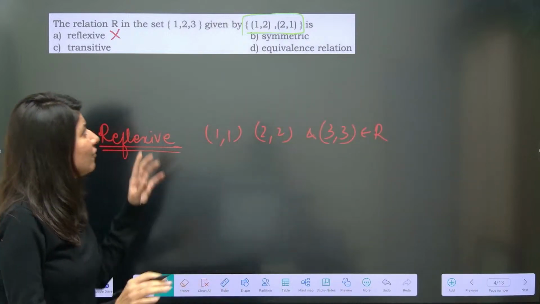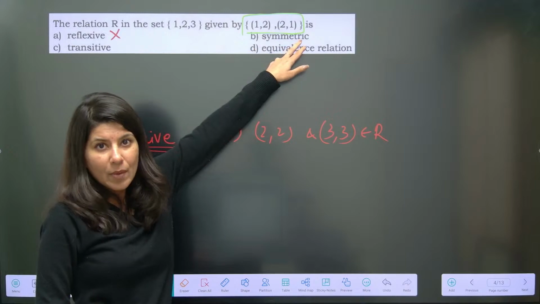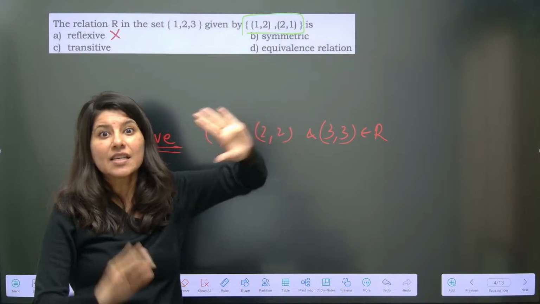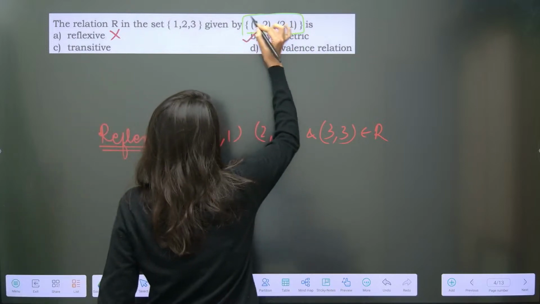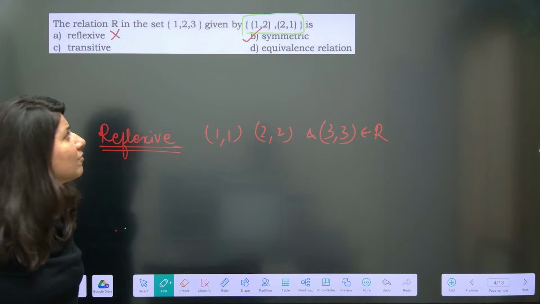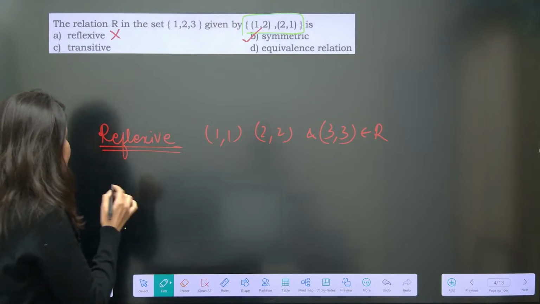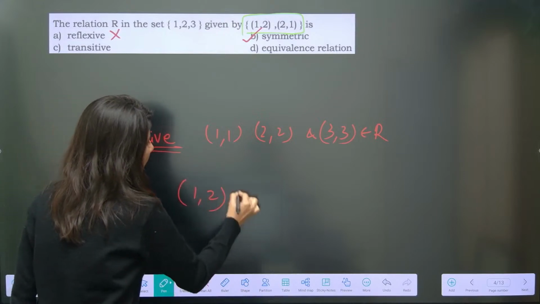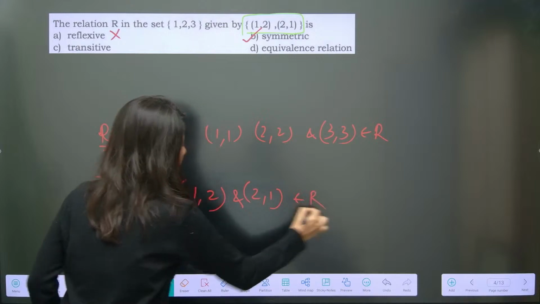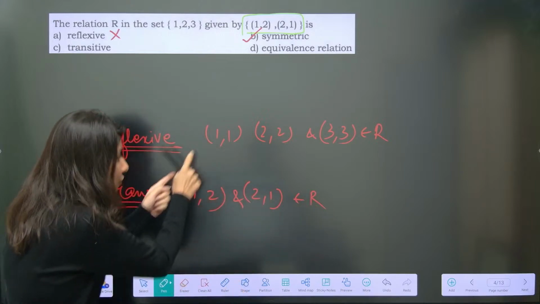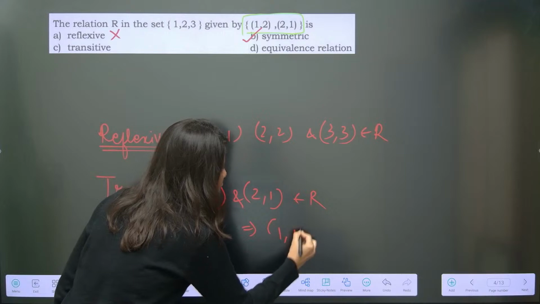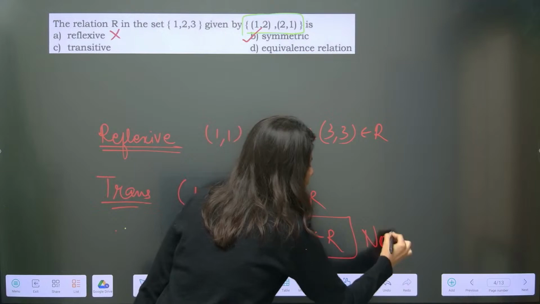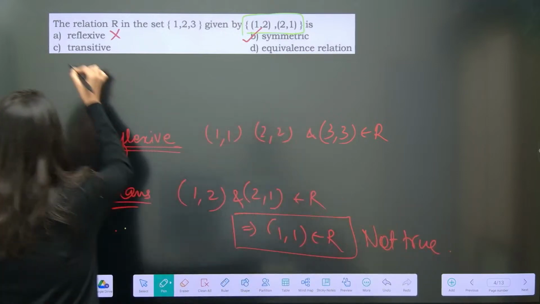Symmetric means that if 1, 2 is there, 2, 1 should be there. If 2, 1 is there, 1, 2 is there. That means symmetric, definitely it is satisfying. So symmetric is there. But what about transitive, ma'am? If I check transitive, if 1, 2 and 2, 1 is there, see, 1, 2, 2, 1 is there, so 1, 1 should also be there. But it is not there. This is not true. Not true means it is not transitive. So it is not transitive.